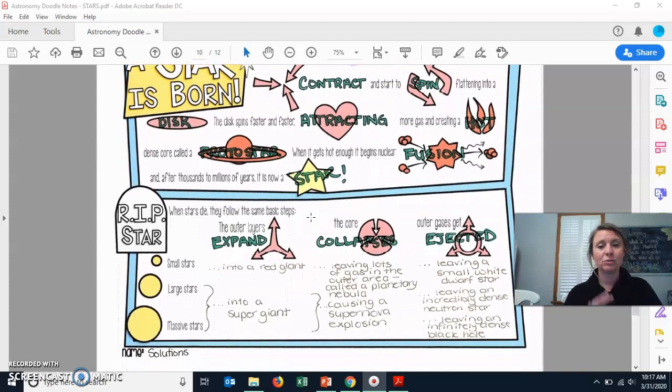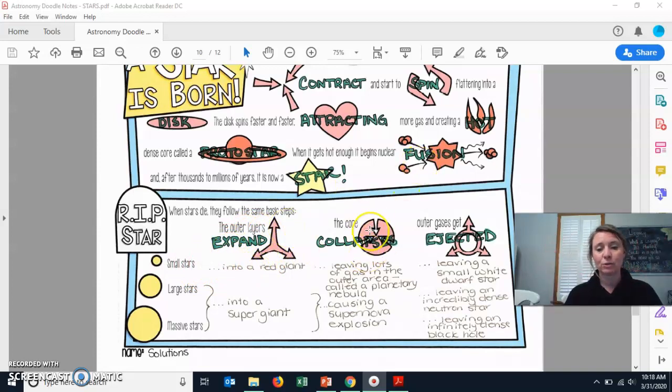Once its fusion process of hydrogen to helium is over, then unfortunately it starts to die off just a little bit. So remember, we talked about mass matters with a star, and so we're going to talk about our small, medium, and large size stars. So let's look at the small one first. The outer layers in a small star are going to expand into our red giant.